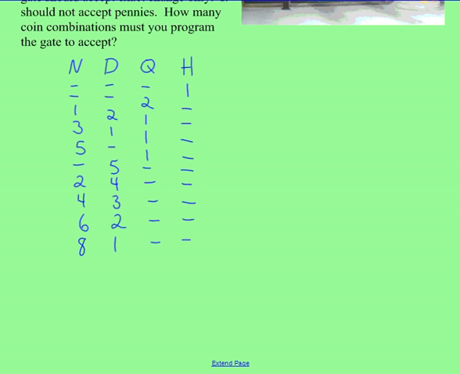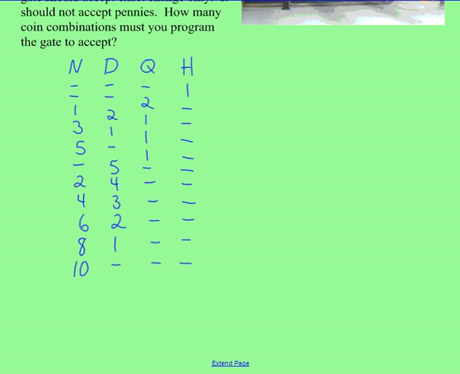9 nickels would get us to 45 cents, but then we couldn't get to 50 cents with any dimes, quarters, or half dollars. So I think the next option would be 10 nickels, in which case we have our 50 cents and we don't need any dimes, quarters, or half dollars.